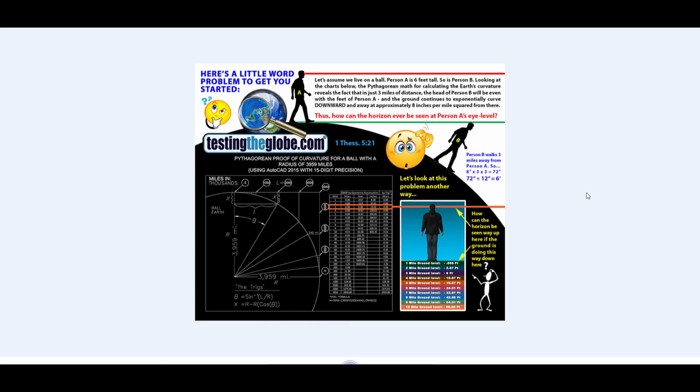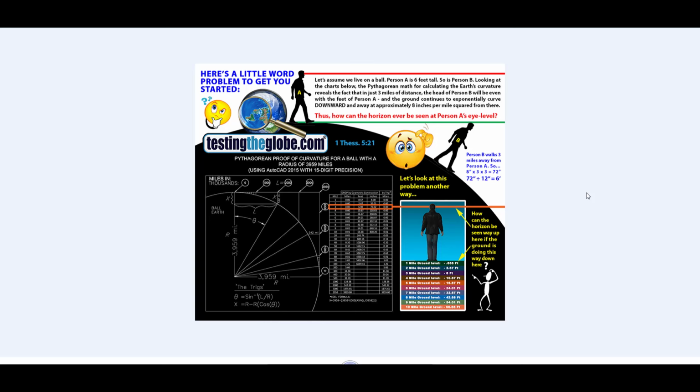Now, as you can see there, person B walks 3 miles away from person A. So with the calculations you have there on the table, look at this problem another way. How can the horizon be seen way up here if the ground is doing this way down there? For person A seeing the horizon, and person B distancing himself or herself, and because of the curvature of the Earth.